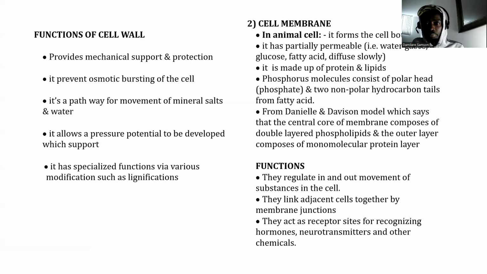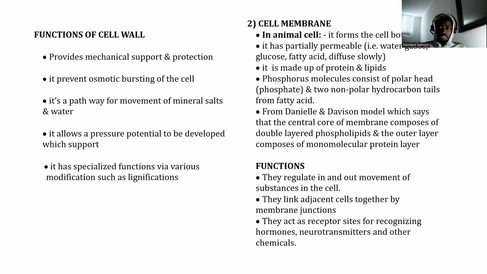So the next one is the cell membrane. In animal cells, it forms the cell boundary, as we have in plants, where the cell wall forms the outermost part, which is more like the boundary. So in animals now, we have the cell membrane forming the cell boundary, and it's partially permeable. Partially permeable means it's not all substances that can enter through the cell membrane, but there are some that are allowed. Example: water, gas, glucose, fatty acid, all these ones that diffuse slowly.